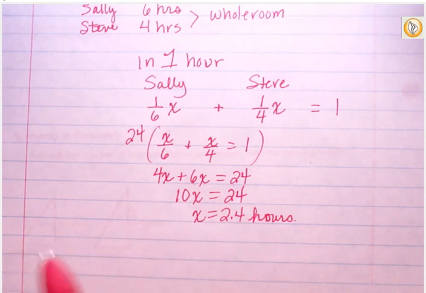So if instead of taking 6 hours for Sally and 4 hours for Steve, they could get the job done in 2.4 hours, and then they could spend the rest of their evening watching Netflix, Insta videos, YouTube, or your favorite channel, EHS Mrs. Finney.